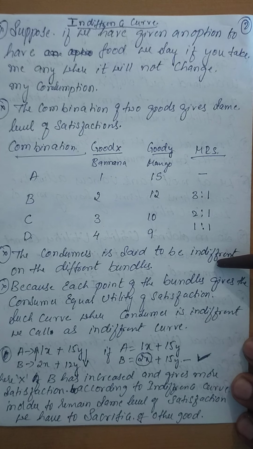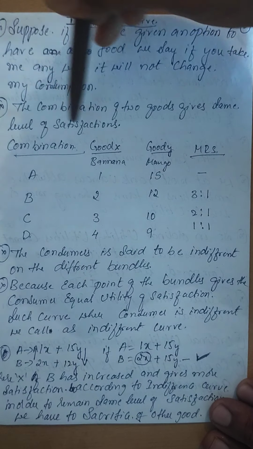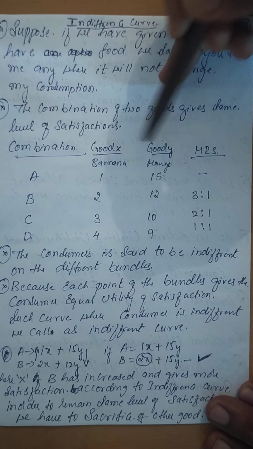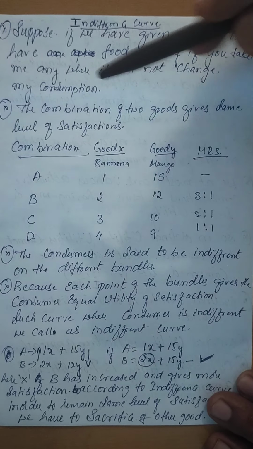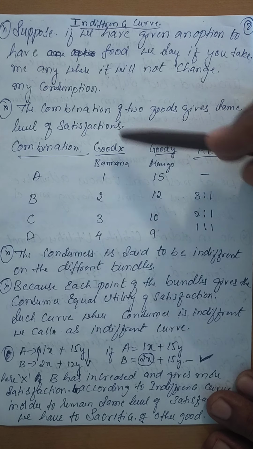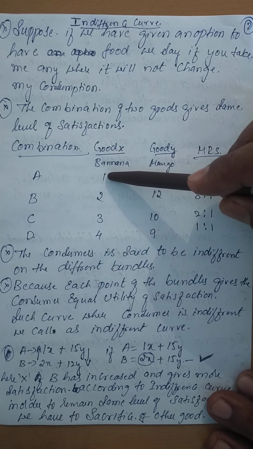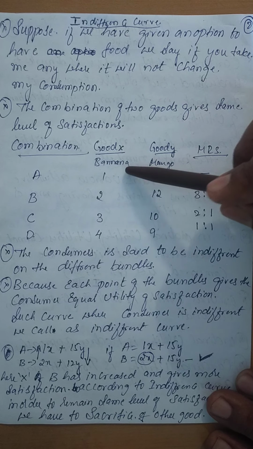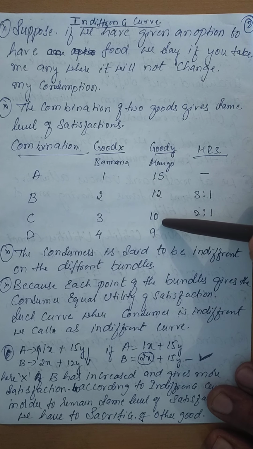So let us see how it takes place based on the activity. The combinations of two goods give the same level of satisfaction. Combination of two goods means good X and good Y. So I have written here good X and good Y. Good X is banana, good Y is mango. Its combinations, its consumption level, give the same level of satisfaction. That means a consumer is consuming 1 unit of banana, 2 units of banana, 3 units of banana, 4 units of banana, and with respect to the banana, he is also consuming mango: 15 units, 12 units, 10 units, 9 units of mango.